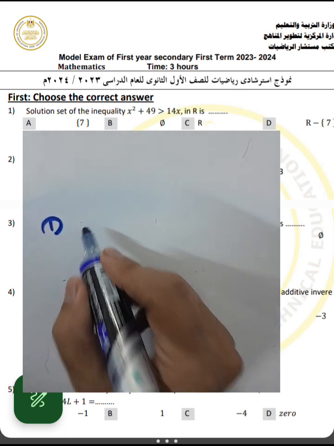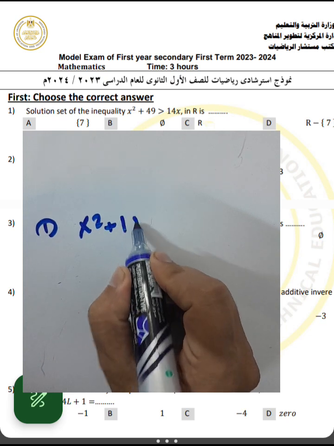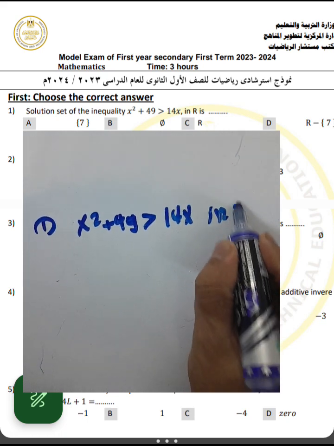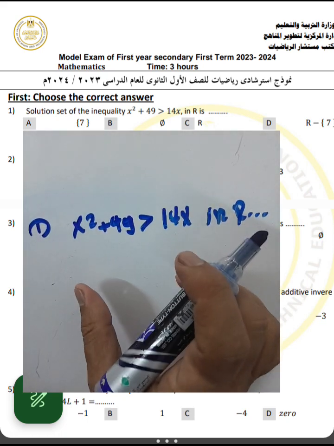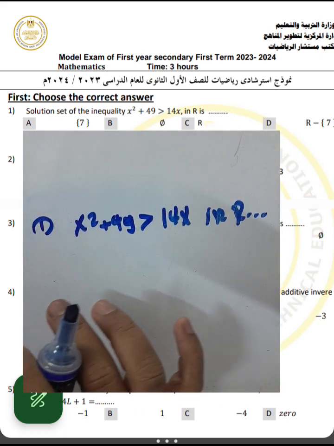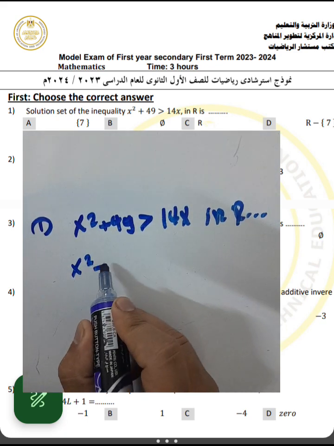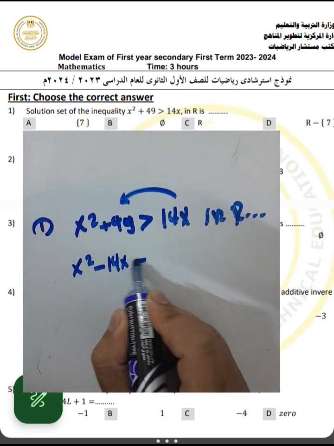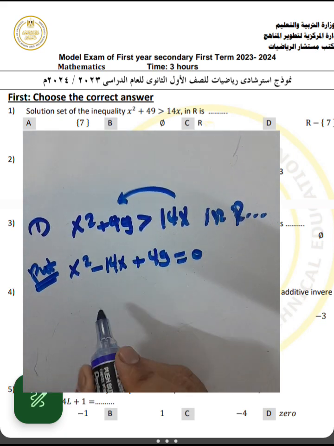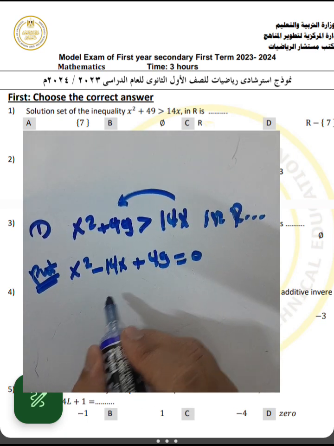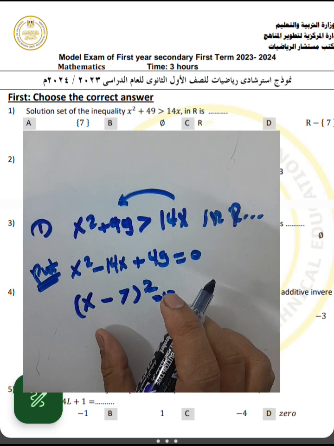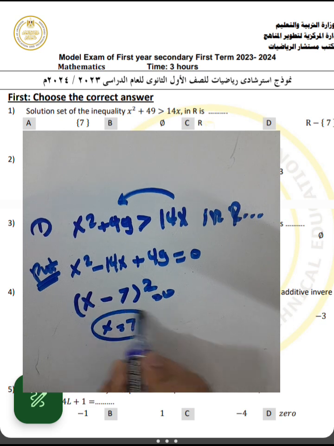Solution set of the inequality x power 2 plus 49 greater than 14x in R. First step, we must find the solution about equations and then find the solution which is greater than 0, to positive. Okay, first step, x power 2 moved 14x here, it will be negative 14x plus 49, and then put the equation equals 0. To find the solution here, you must factorize. We know x subtract by 7, all power 2, will be 0 here. The solution about this inequality, then x will be 7.